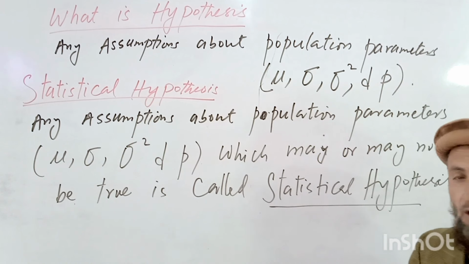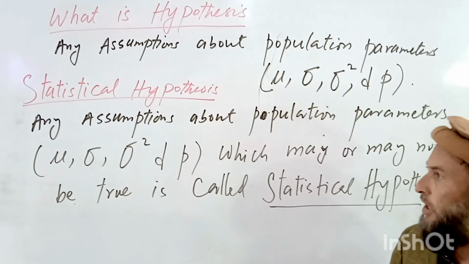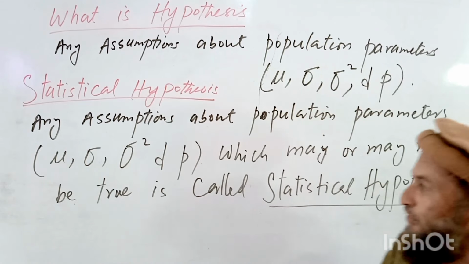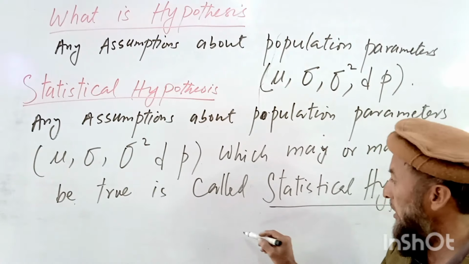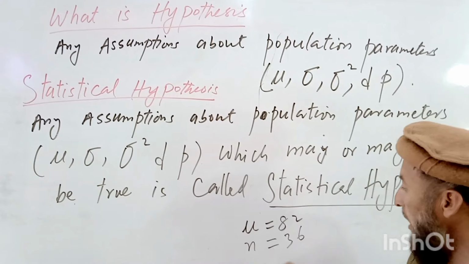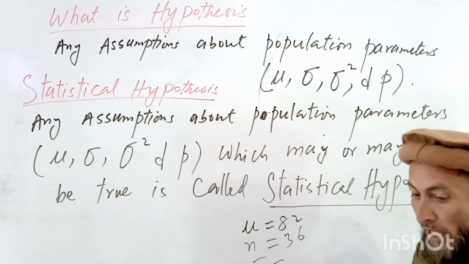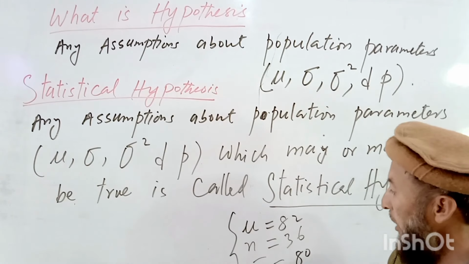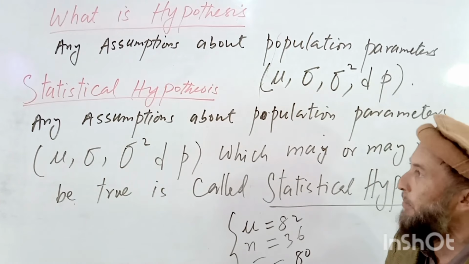For example, now we are applying the statistical procedure, or the procedure of testing a hypothesis, so that the point will be clear. Suppose we are taking the average height of BBA students as 82, the sample size is 36, and the sample mean x bar is 80. The sample mean is the representative part of the population. Now this may or may not be true, so we take the null hypothesis.